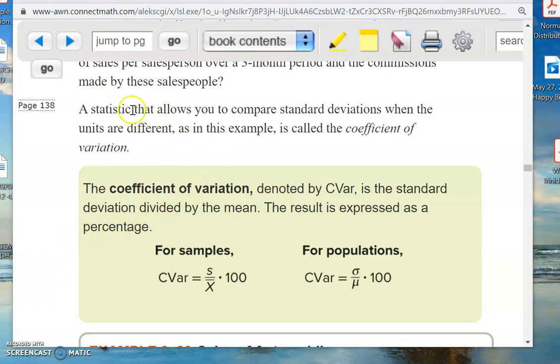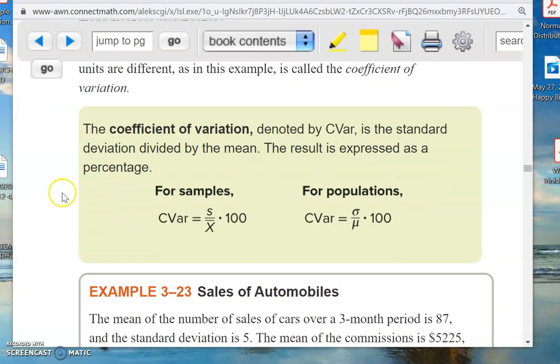I don't know why the author says a statistic. Normally we use the word statistic to mean an attribute or a characteristic relating to samples, and we use the word parameter when we're talking about populations. So I don't know why he calls it a statistic. That's really not right as far as I can tell. In any event, let's just call it a measure that we can use. We have them for samples and we have them for populations, okay?